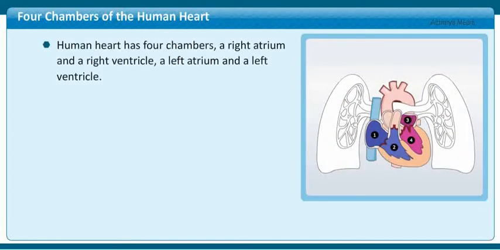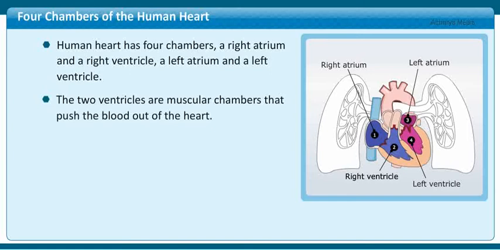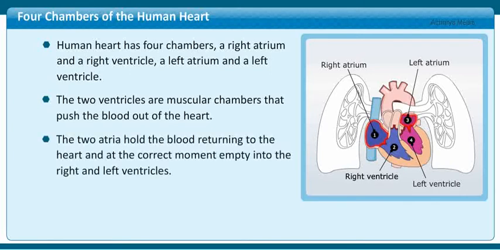In the human heart, blood is pumped through 4 chambers: a right atrium and a right ventricle, a left atrium and a left ventricle. The 2 ventricles are muscular chambers that push the blood out of the heart. The 2 atria hold the blood returning to the heart and empty into the right and left ventricles respectively.